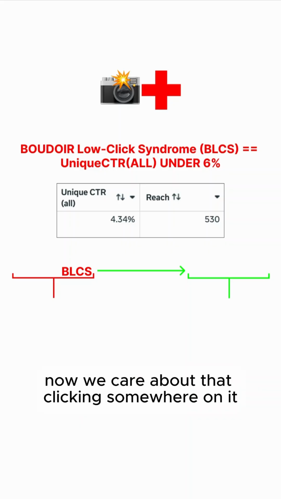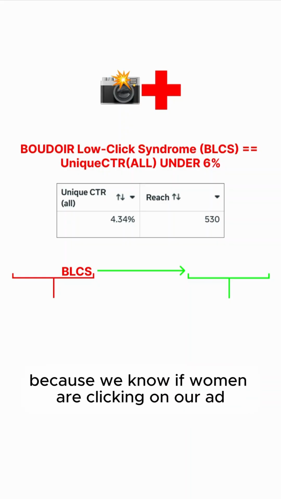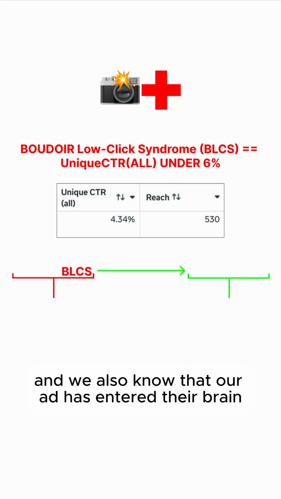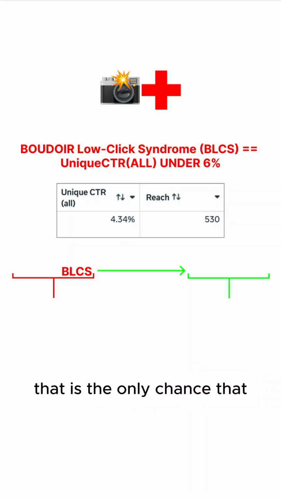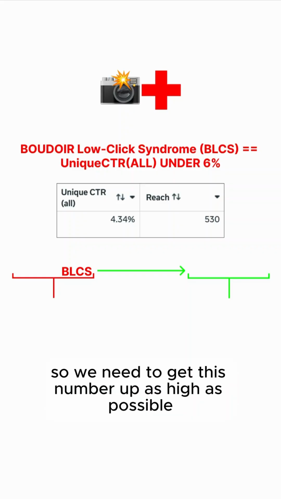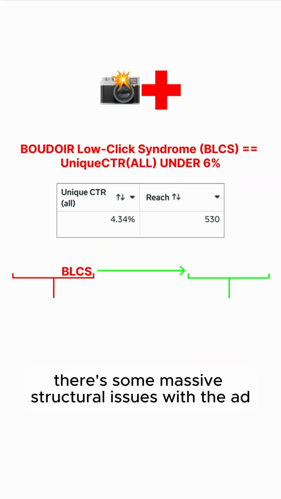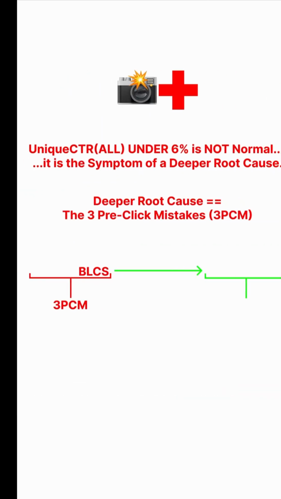Now we care about that, clicking somewhere on it. We care about this because we know if women are clicking on our ad, then they're not scrolling by. And we also know that our ad has entered their brain. And when our ad enters their brain, that is the only chance that them buying from us is greater than 0%. So we need to get this number up as high as possible. Obviously, get it up above 6%, because under 6%, there's some massive structural issues with the ad. And it should never be below 6%. 6% is like the bare minimum.